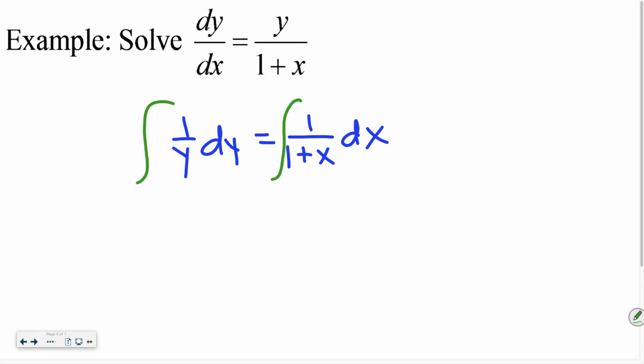All right, so now we're going to integrate both sides. The antiderivative of 1 over y. But you're right, it's plus c on the other side, but we'll keep it on the right side with the other one. The antiderivative of 1 over 1 plus x is the natural log of 1 plus x.